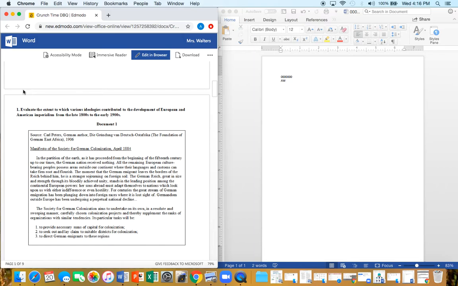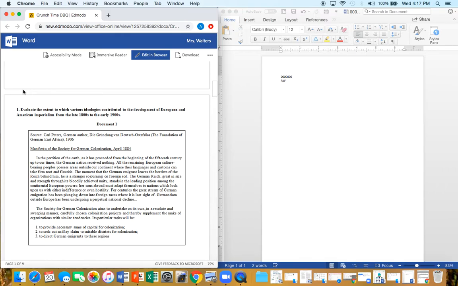Okay, Heimler's history planning sheet. My thinking skill: various ideologies. I'm guessing there's going to be different ones, so I'm guessing I'm going to be comparing. And I am comparing ideologies for imperialism. I totally spelled ideologies wrong. And the time period is 1800s to 1900s.